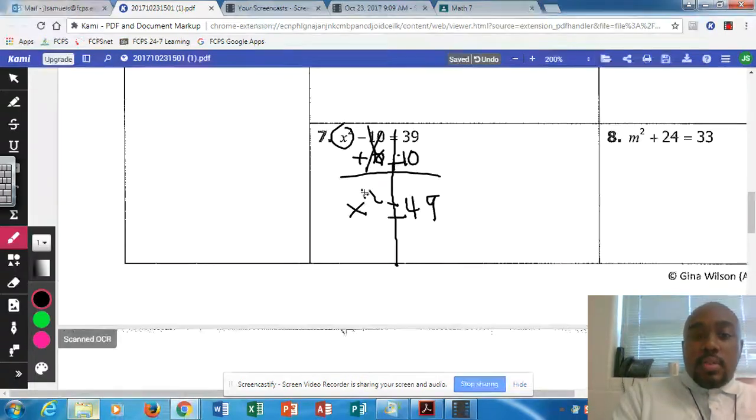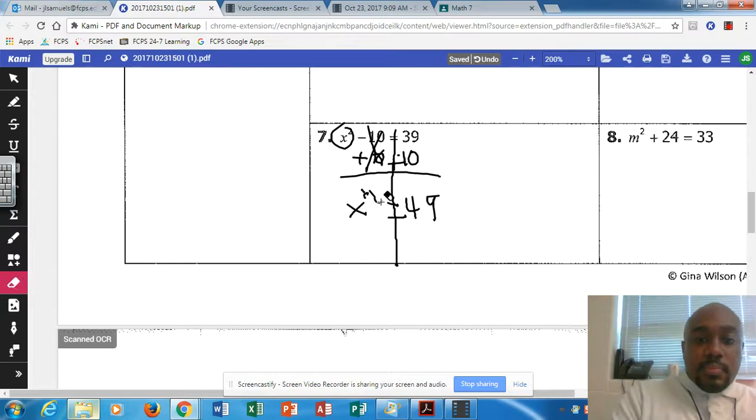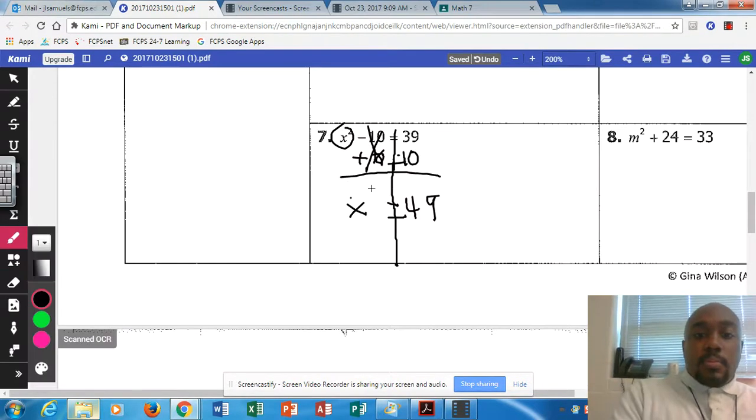So now we have x squared equals 49. And the only way to undo x squared is by doing the inverse operation, which is square root. And we find that our final answer is x equals 7.